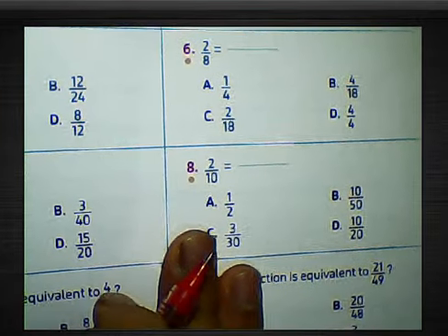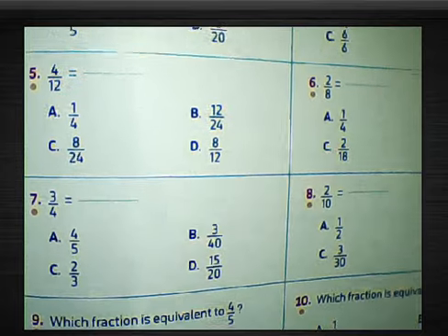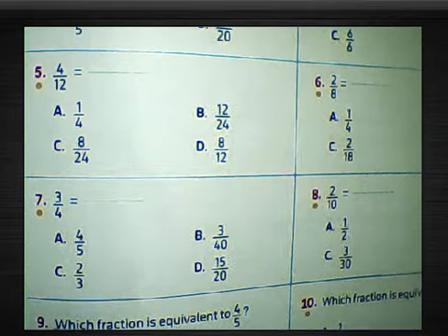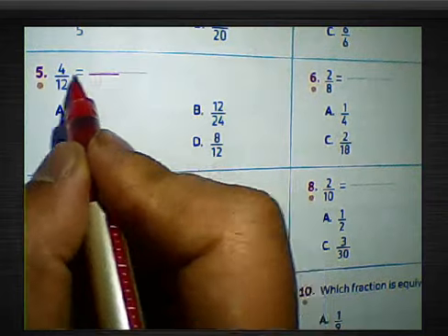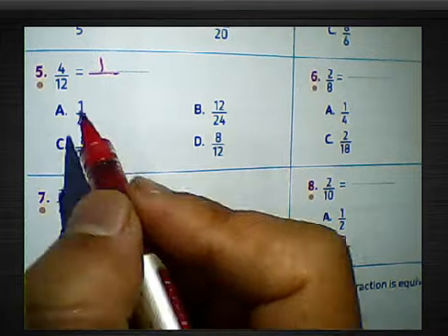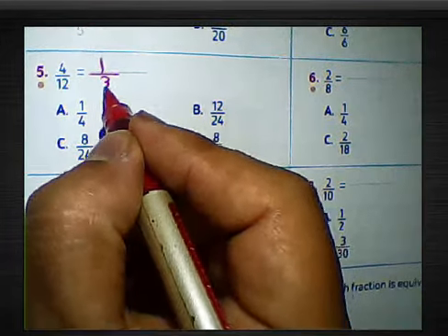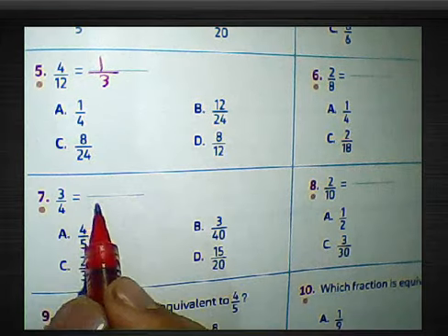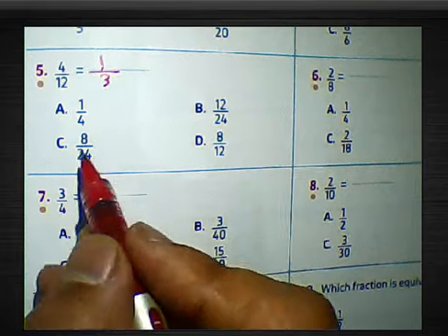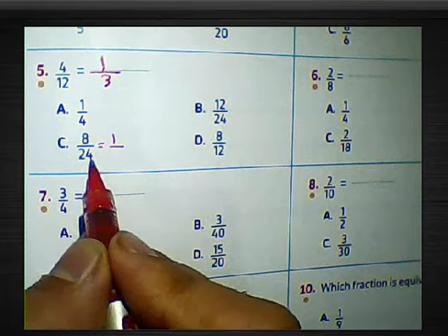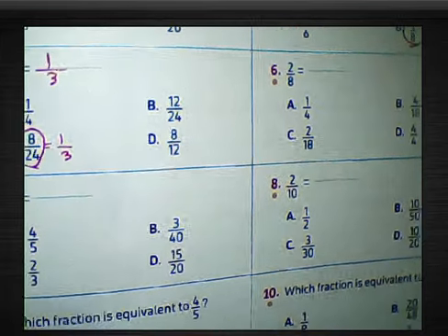Next question here. Question number 5. 4 over 12 equals what? We can simplify it by dividing by 4. 4 divided by 4 equals 1, because 4 is the highest common factor. And 12 divided by 4 equals 3. 1 over 3. We don't have 1 over 3 here, but we can complete this example by multiplying by 8. 8 divided by 8 equals 1 and 24 divided by 8 equals 3. You must choose letter C about this example.